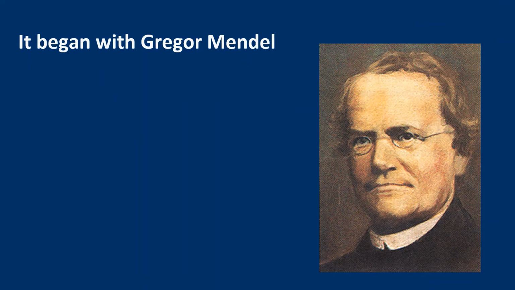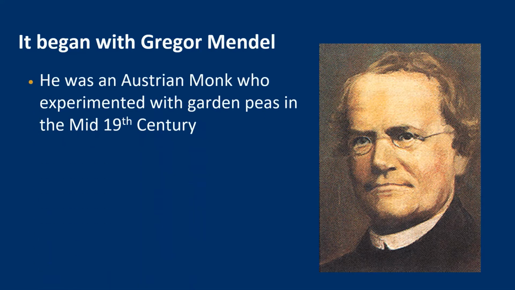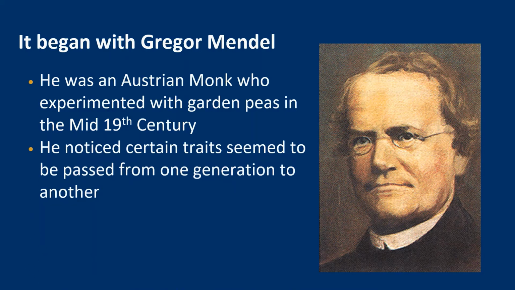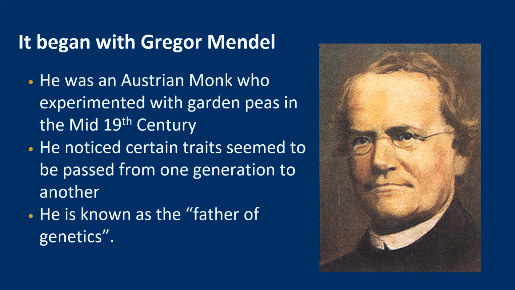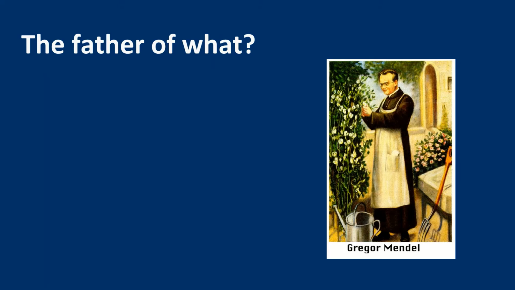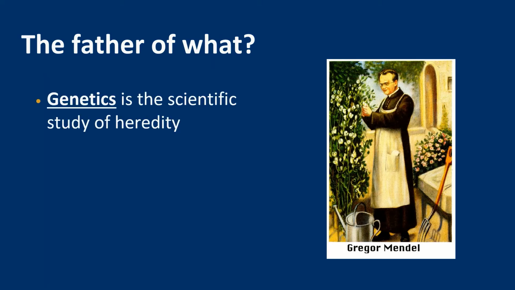It began with Gregor Mendel. He was an Austrian monk who experimented with garden peas in the mid-19th century. He noticed that certain characteristics or traits seemed to be passed from one generation to another. He had lots of these experiments, and it was credited to him. That's why he was given the name Father of Genetics. And genetics is the scientific study of heredity.